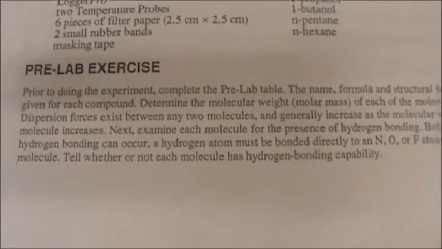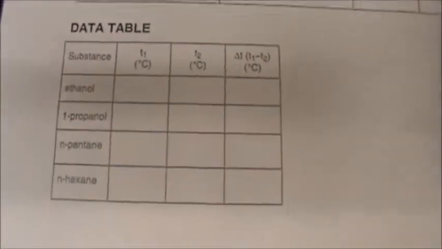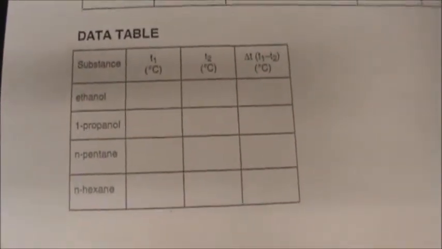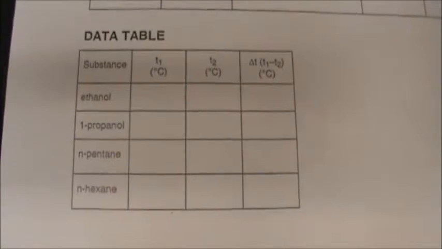The pre-lab exercise you should have already done. You should have already filled it in. That's this data table right here. You should already get to see what a structural formula is, what molecular weight is, which you already know what it is, and then also to identify which chemicals in here have hydrogen bonding going on. We're going to be filling in this data table as the lab goes on. You're going to be filling it in. I'm not going to be filling it in.